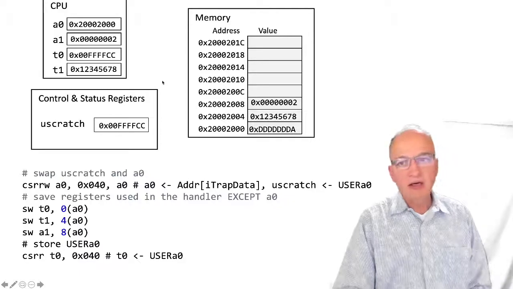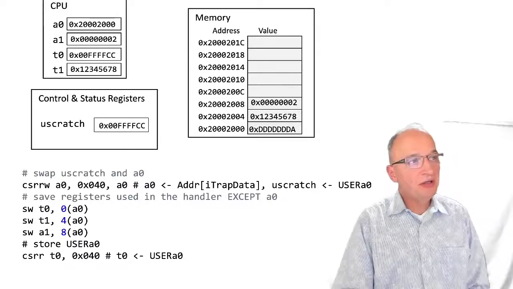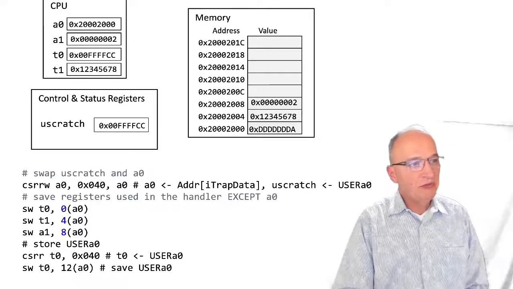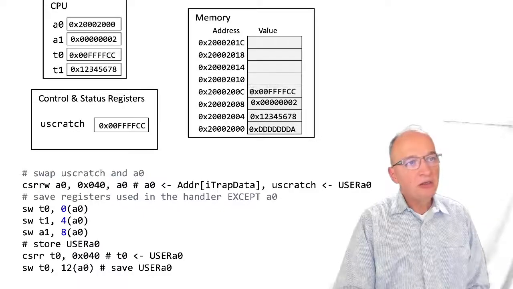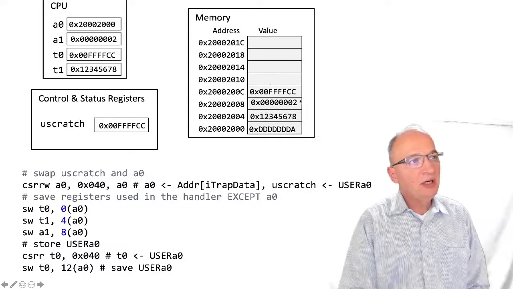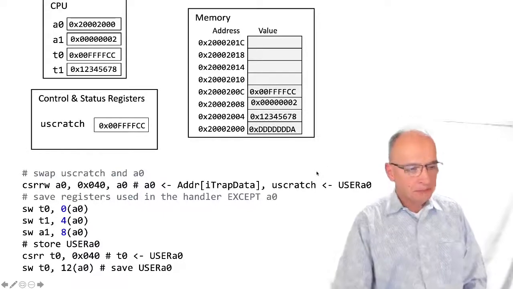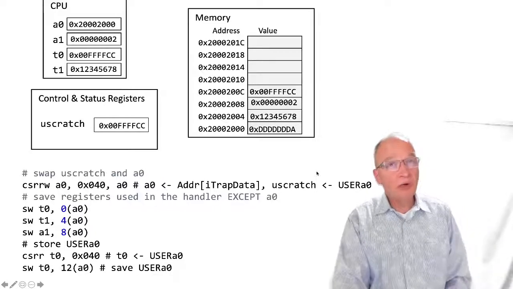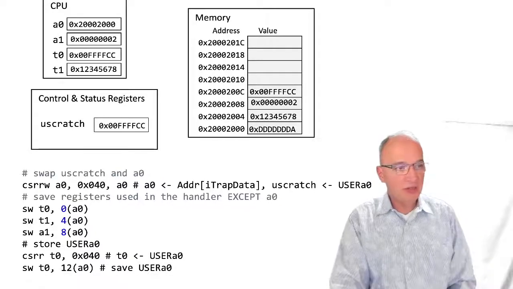And now that the original value that was in A0 is in T0, what I'm going to do now is simply to write that value into another memory position. So this is my A0. So I have now here what was in T0, T1, A1 and A0. So this is how I save the registers before I start executing my exception handler.